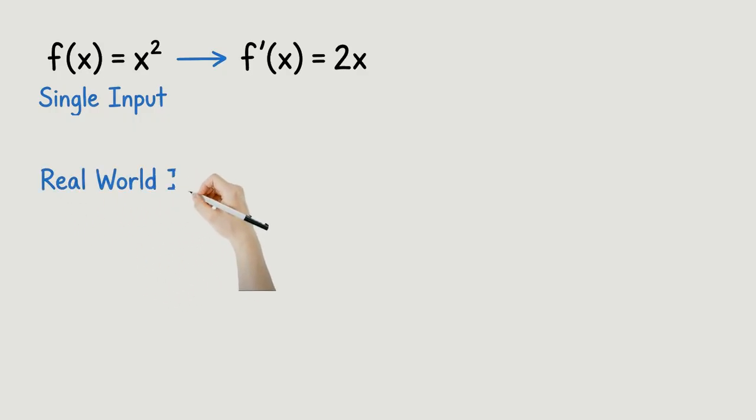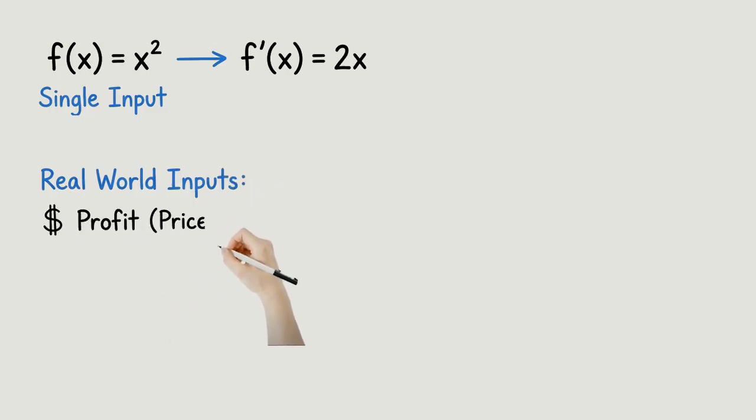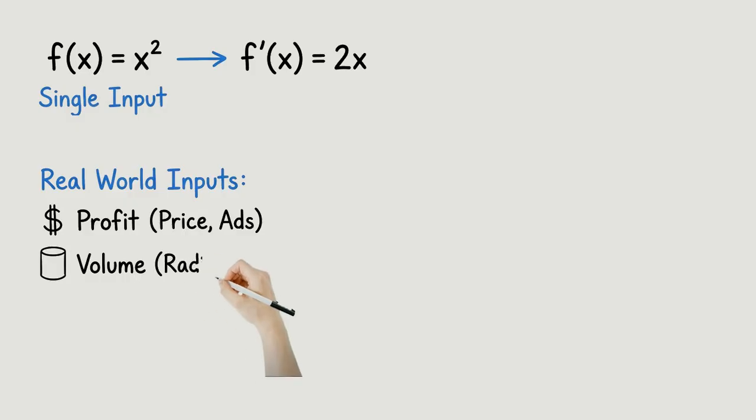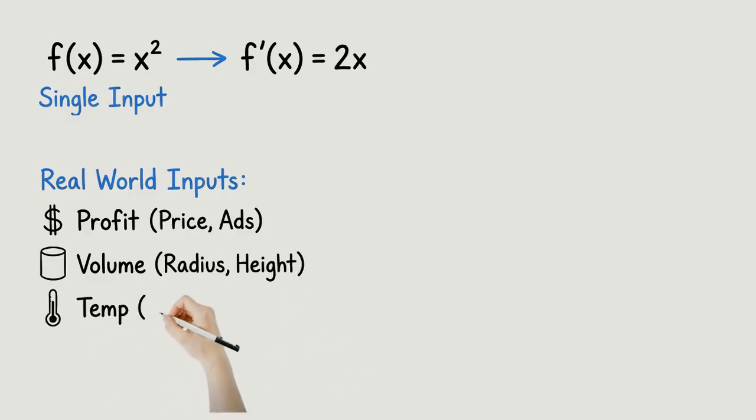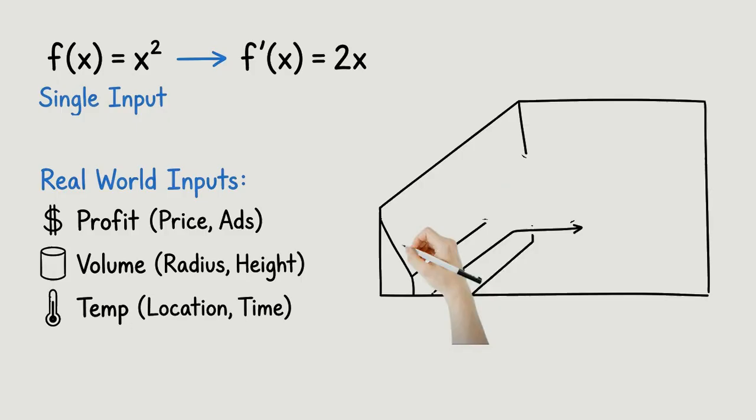Real life rarely depends on just one input. Profit depends on price and advertising. Temperature depends on location and time. Volume depends on radius and height. Now the output depends on several knobs at once.